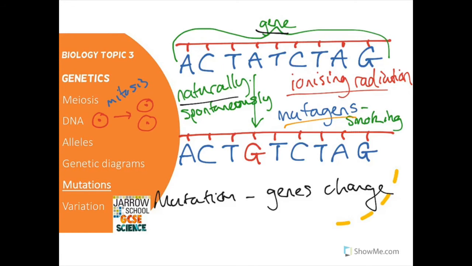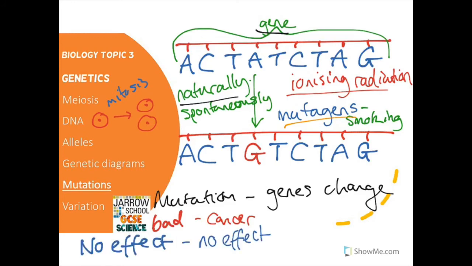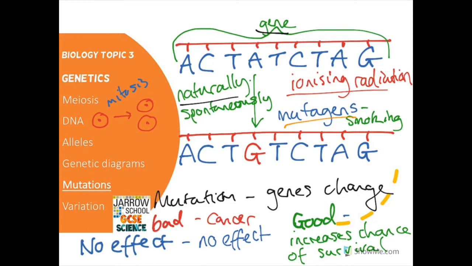So during mutations, genes can change, and this can be bad. It can lead to things such as cancer. It could also have no effect. So even though the genetic code is different, it might have no effect on the phenotype. And these mutations could also be good. So for example, when an animal has a mutation which changes the colour of its fur, this could make it more likely to be camouflaged, so it could escape predators more easily.